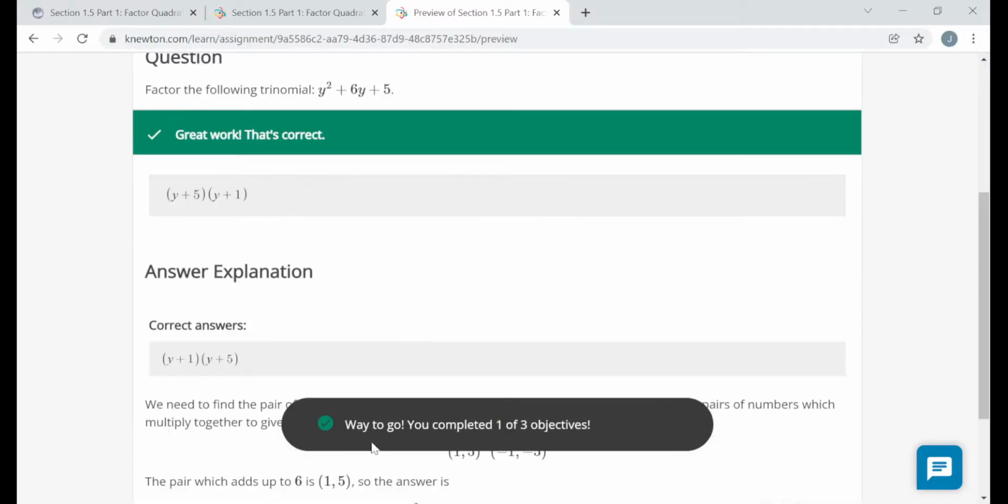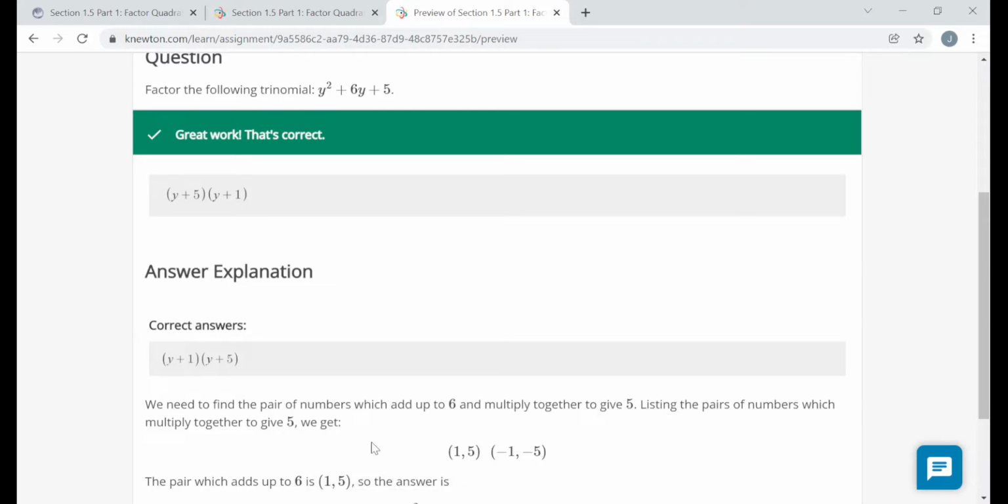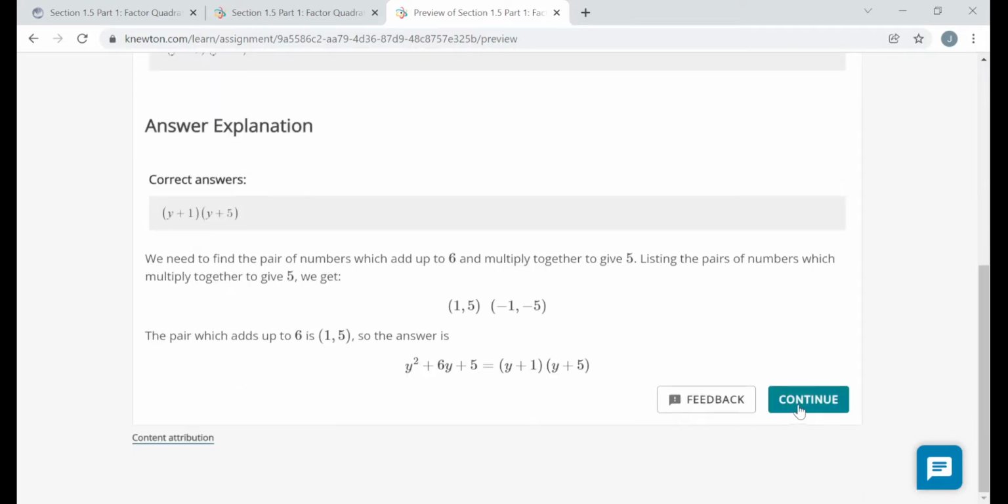Great, and see it says, once you're done mastering an objective, it'll tell you. See, hopefully you saw that message there. It said, way to go, right? You completed one of the 3 objectives. And read your answer explanations.